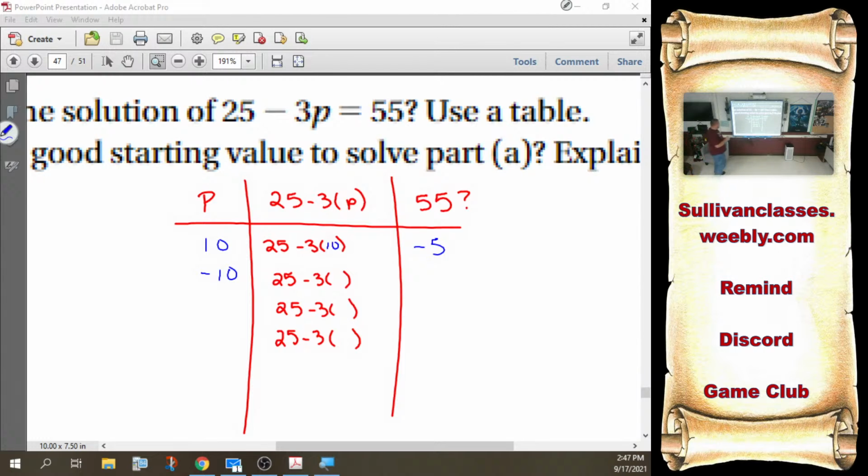Oh, I shouldn't have gone right for the throat like that. That's actually the answer. Because what's 3 times 10? Or negative 10, sorry. This is a negative 30. I now have a 25 minus a negative 30, which is really add the opposite, is 55.